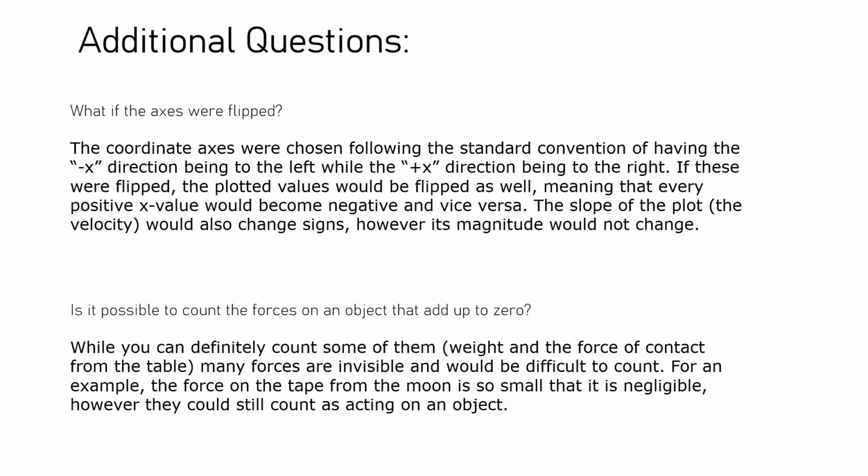Now, is it possible to count the forces on an object that add up to zero? Simply put, no. Some you can, like weight or the force of contact from the table, but many forces are individual, such as very small gravitational influences from me or the people around me or anything like that. They're negligible, but they still occur, and you really can't count all of them.